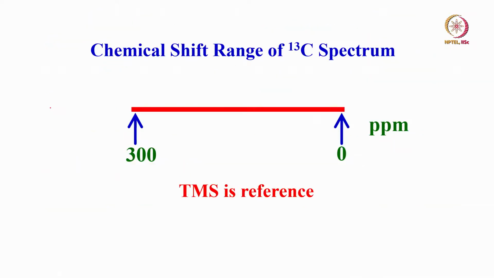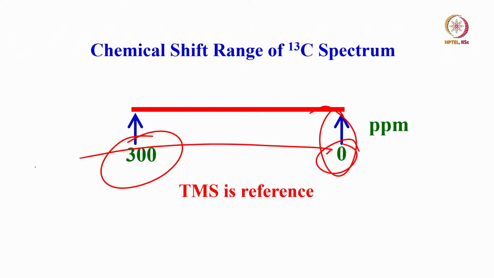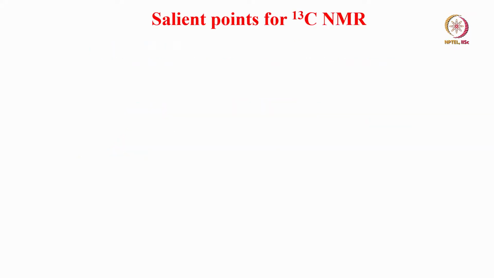But if you look at the chemical shift range of carbon 13, it is 0 to 300 ppm. It is not 0 to 10 ppm like proton. This chemical shift range is much larger here. So take TMS as the reference, put it at 0 ppm, and you will see peaks anywhere from 0 to 300. Of course, in special cases, you can go beyond 300 also. By and large, in most cases, it is between 0 and 300 ppm. So this is the chemical shift range of carbon 13.